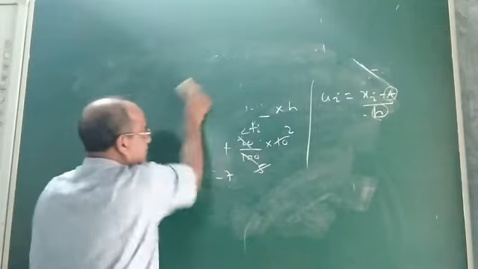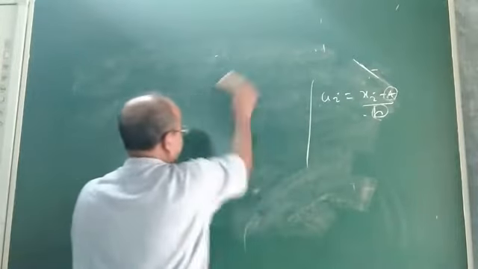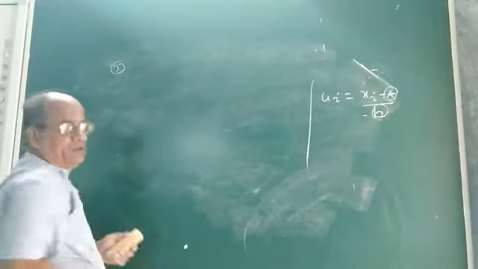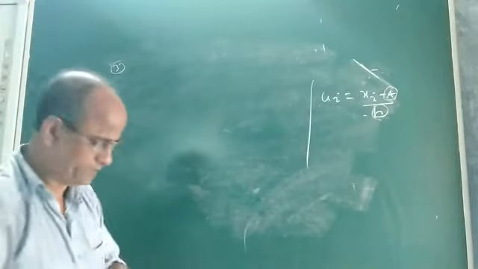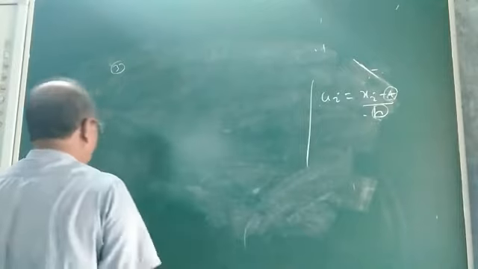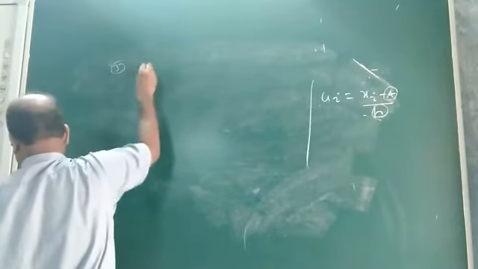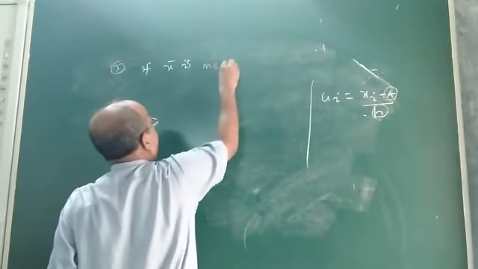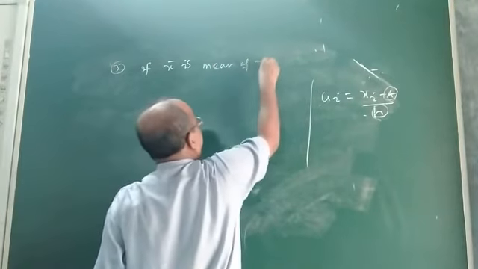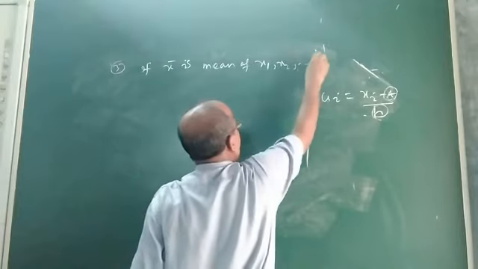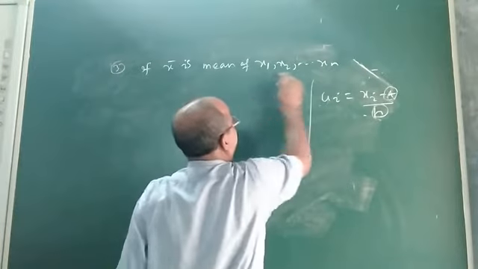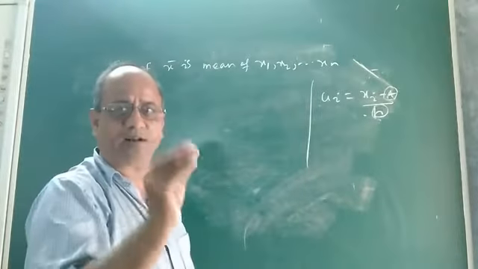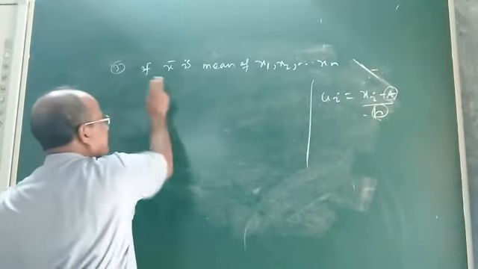Okay. So let us discuss another question. These are some important questions which are likely to come in the exam. That is why I am discussing. Now see, suppose there is a question like this. Suppose x bar is the mean of observations x1, x2 up to xn. These are n observations and their mean is x bar.